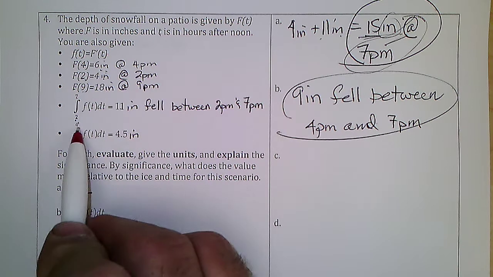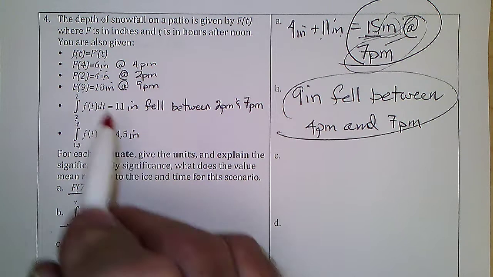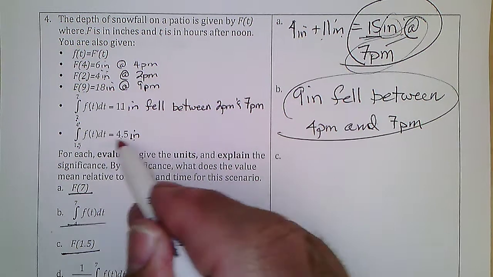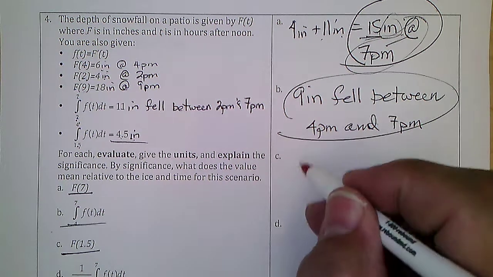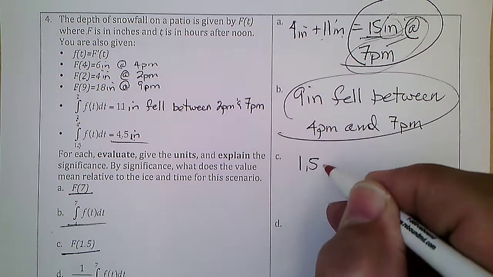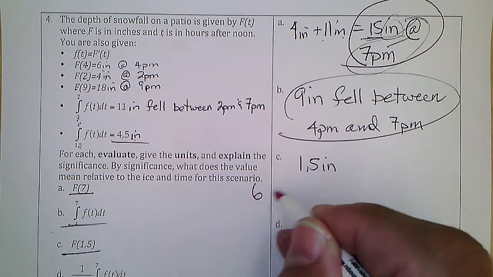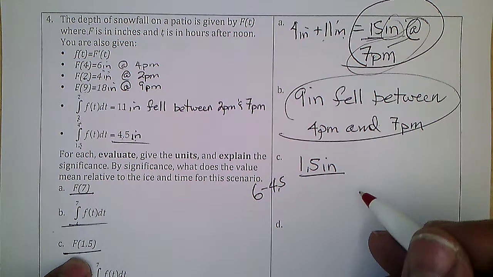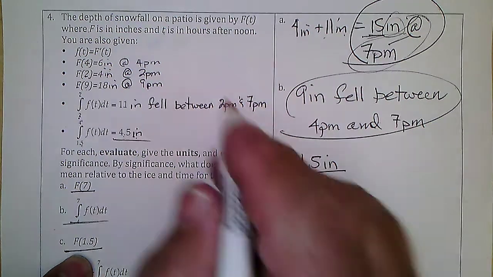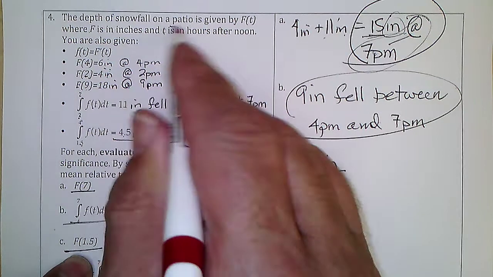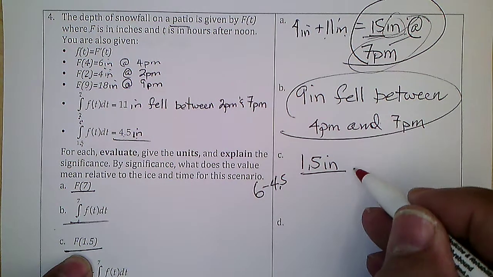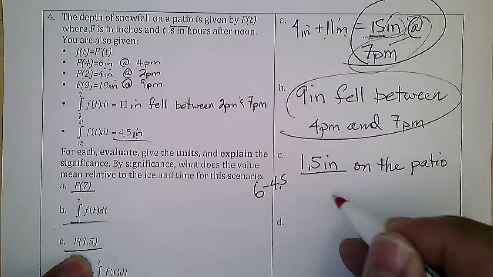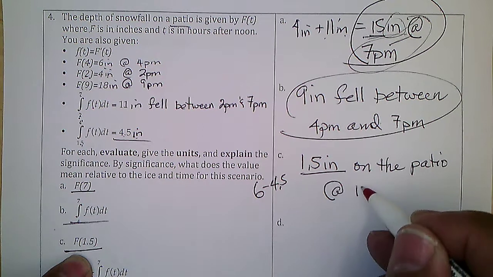The next one is just how much is on the ground at 1:30. Between 1:30 and 4, 4.5 inches fell. And by 4, there's 6 inches. So the 6 inches minus the 4.5 inches that fell, we're back to 1.5 inches. And this is how much was on the not ground, but patio, I guess we're talking about here. 1.5 inches on the patio at 1:30.